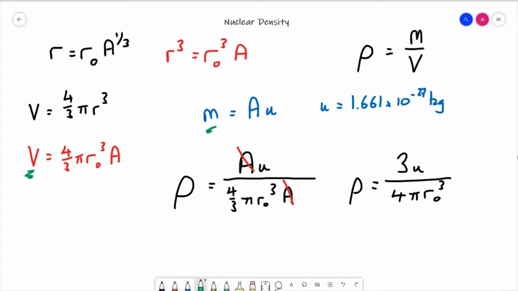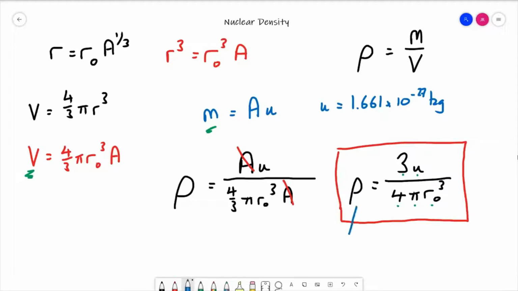Now at that point, when we look at this equation here, if we look at all of the terms on the right hand side, we can see that they are all constant. So 3 is a constant, the atomic mass unit is a constant, 4 pi are constants, and as we said on the last slide, R0 is a constant as well. Therefore, if all of the numbers on the right hand side of this equation are constants, that's telling us that the density of a nucleus is also a constant.